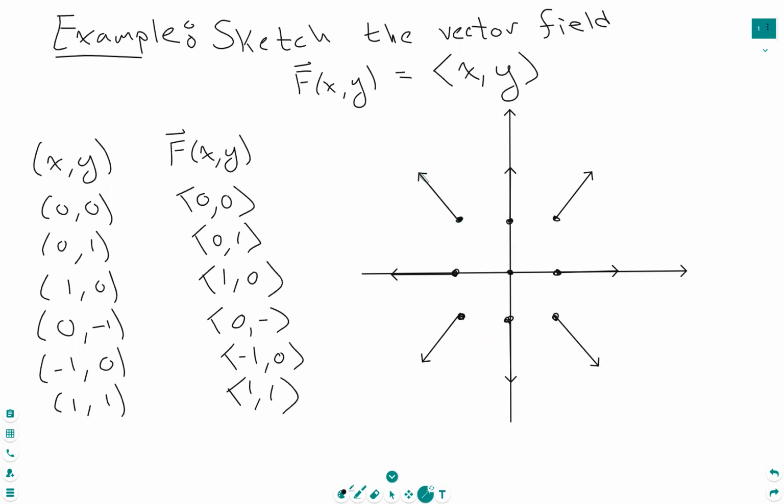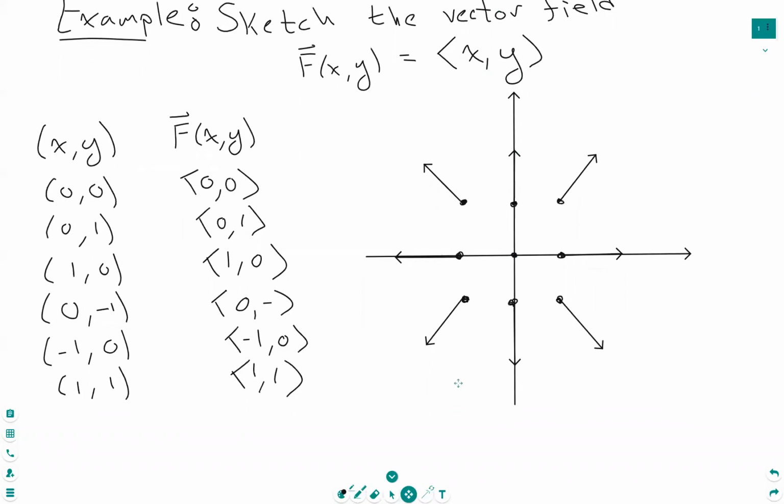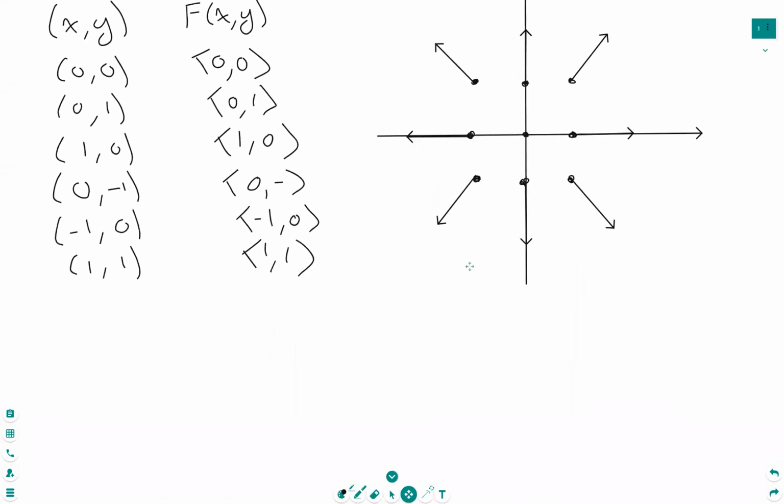So we start to almost radiate from the origin here. And the further that we get away, the larger x or y that we have from 0, the larger the vector that is established at that point. Okay.